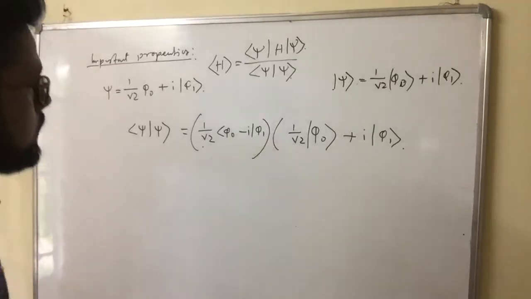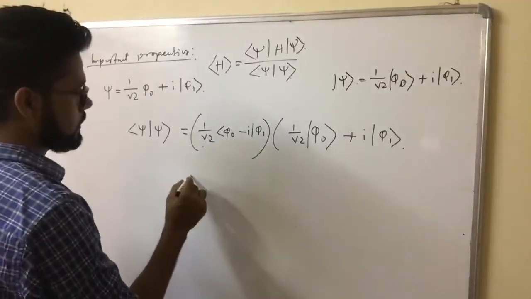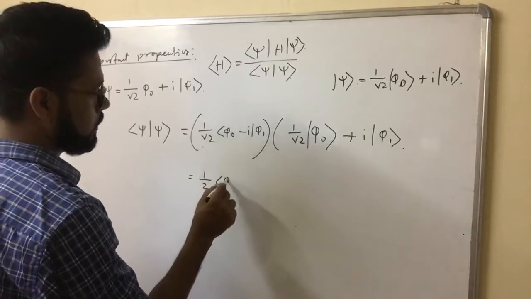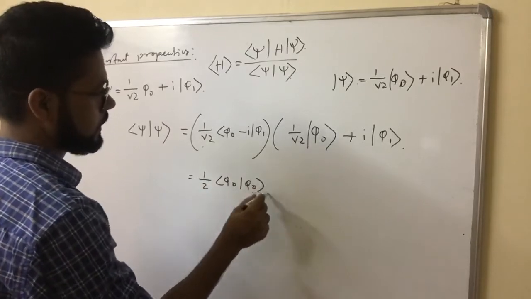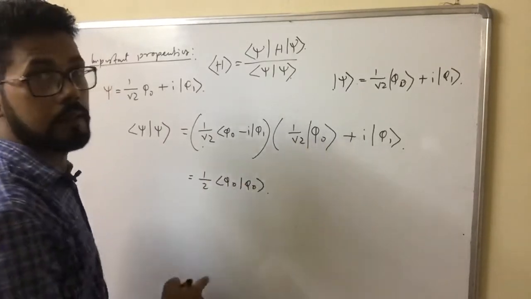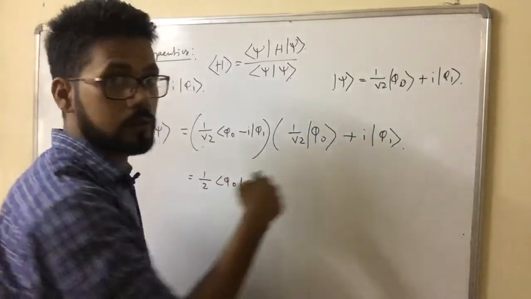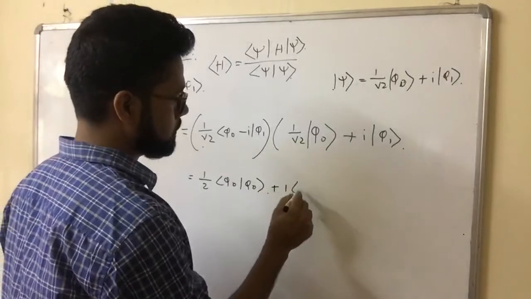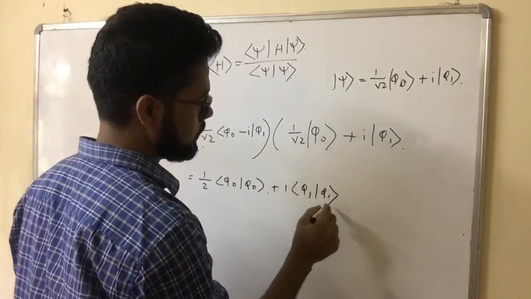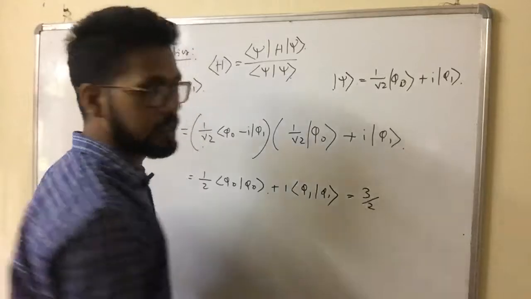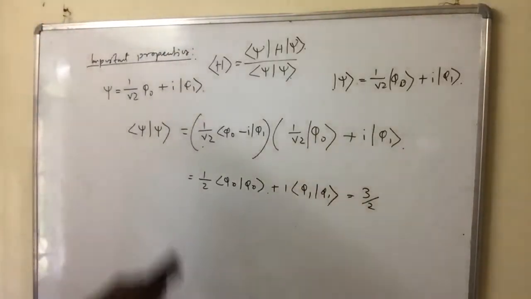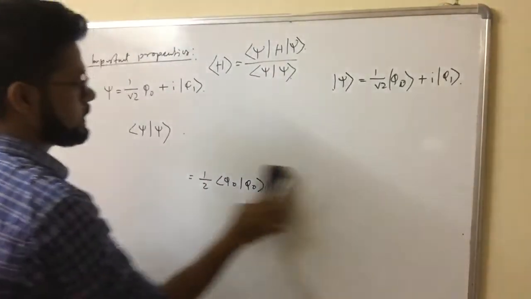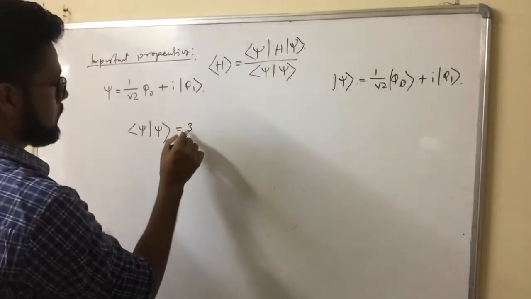If we take this one, how much? 1 by 2 phi naught. Is it okay? This is what? Minus i, so it will be minus i square. Minus i square means 1. So it will be 1, phi 1. So it will be how much? 3 by 2. Clear? So that means this function, I am removing this function. This is equal to 3 by 2.